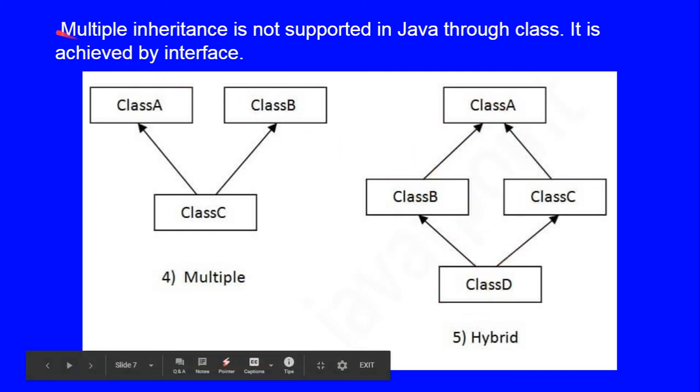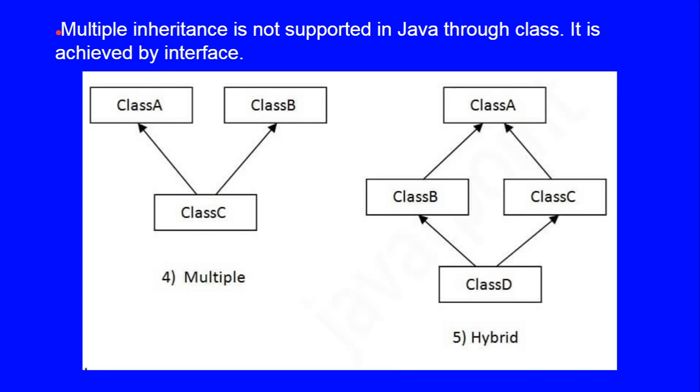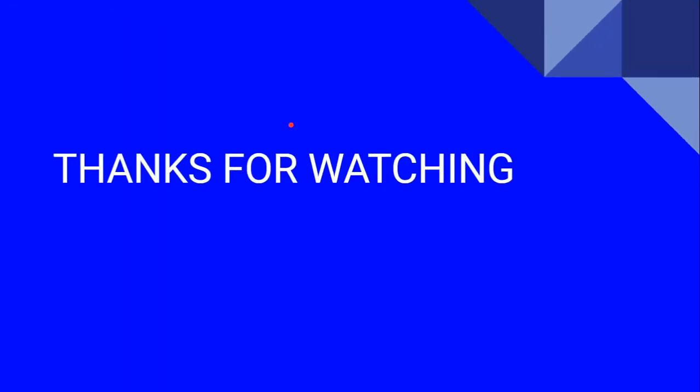Okay, so in order to achieve multiple inheritance, Java uses a new concept called interface. By the interface, we can call the different methods of other classes from various classes. So that's all the concept of inheritance. Inheritance is mainly used for overriding the function as well as for the reusability of the code.